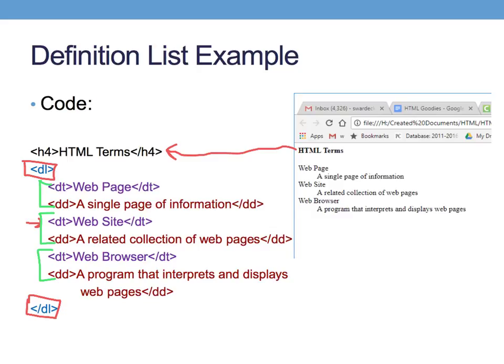And you can see all the terms are left justified. So I have web page, website, and web browser. And then you can see that all the definitions, based on their tags, get indented in a few spaces to offset them. So when you're creating a definition list, make sure that you include these pairs and make sure you know which pieces should be indented and which should be left justified.